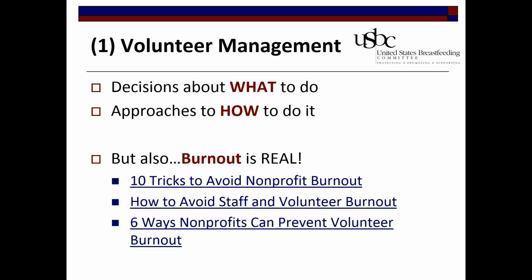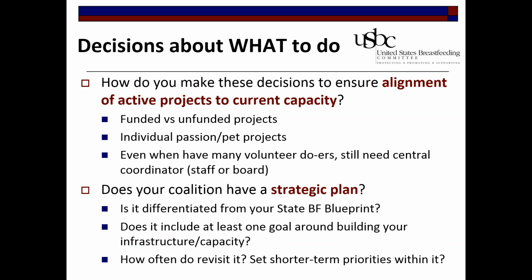So if we go to the next slide, Kinkini, I'll chat a little bit about that decision process: how are you making decisions about what activities, projects, and initiatives your coalition is going to pursue, and especially how are you ensuring that those decisions are aligned with the current capacity of your coalition? A few things to think about here include whether you decide to pursue, and how you decide that you can pursue, an unfunded project.